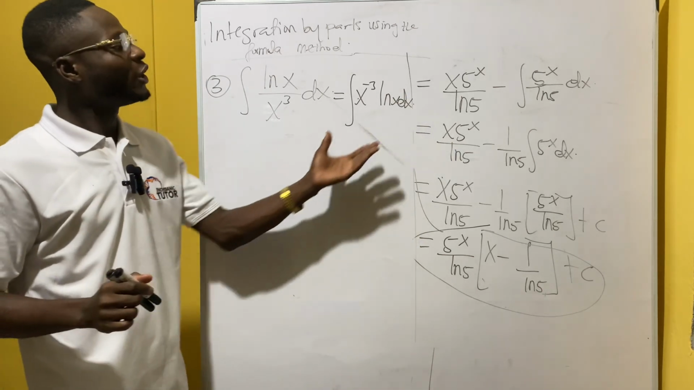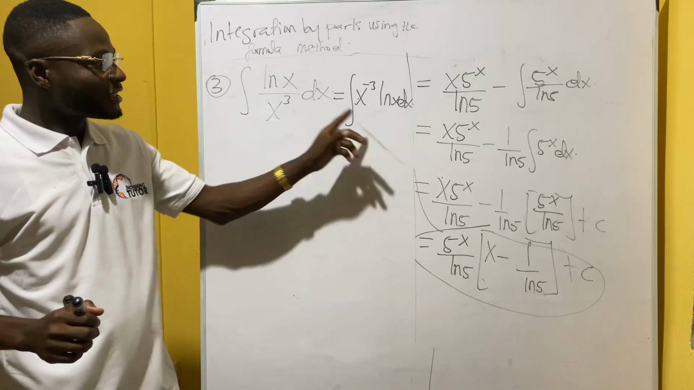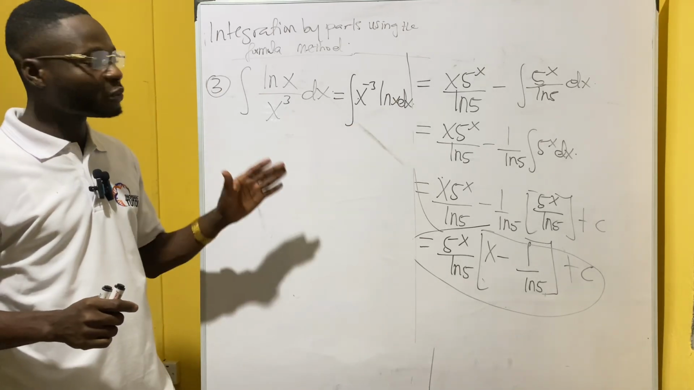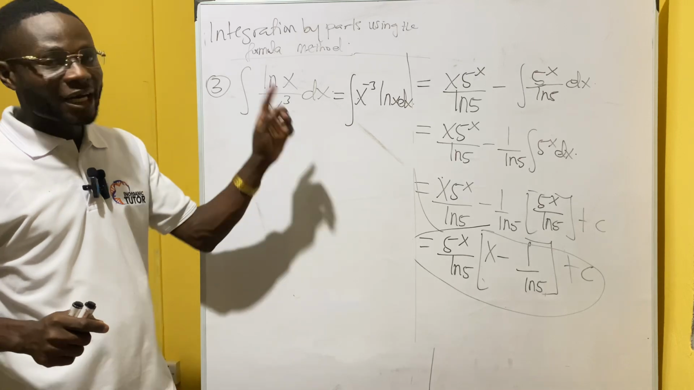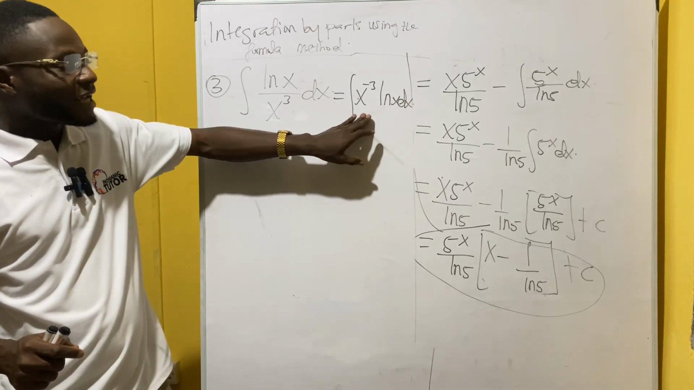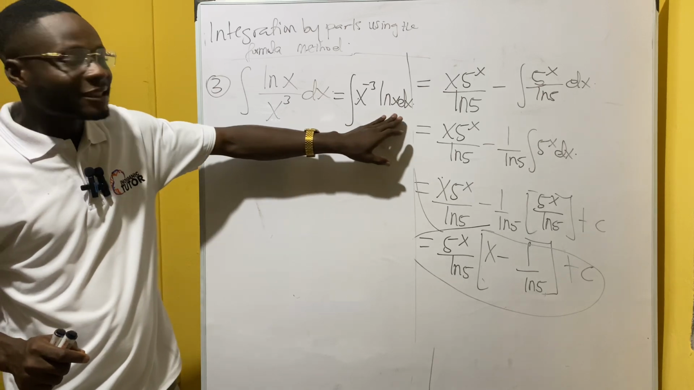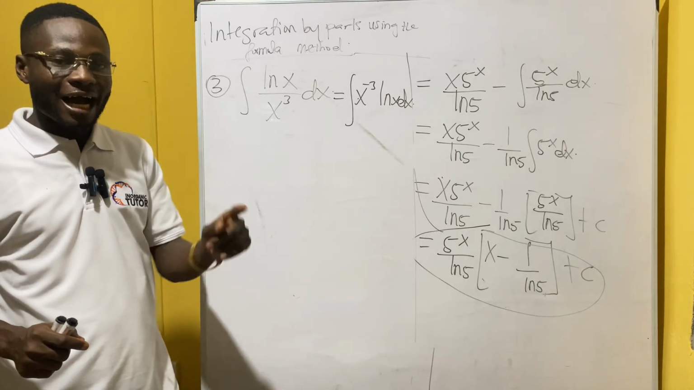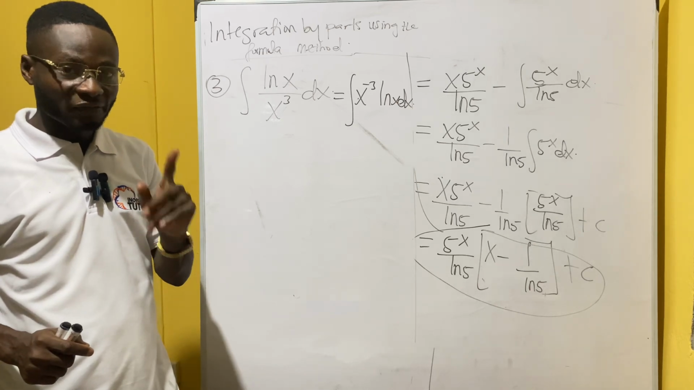Very simple right here. So what we do here is that we have to be strategic in how we choose the u and the dv. We learned from the rules that whenever you have x power n ln x dx, then we will choose our ln x as u. Don't forget that.